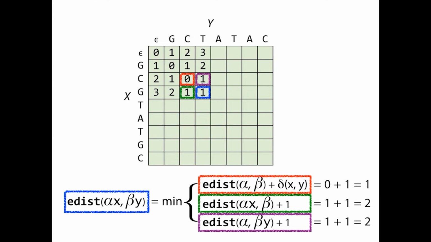So we can start by taking the value that's in the cell diagonally above and to the left, which is highlighted in red, and then we're going to add the delta function of the corresponding characters from x and y. So that's going to be the delta function evaluated of t and g. Now t and g are not equal, so the delta function is going to evaluate to 1. So that diagonal term is going to equal the edit distance in the diagonal cell, which is 0, plus the delta function, which is 1. So that equals 1.